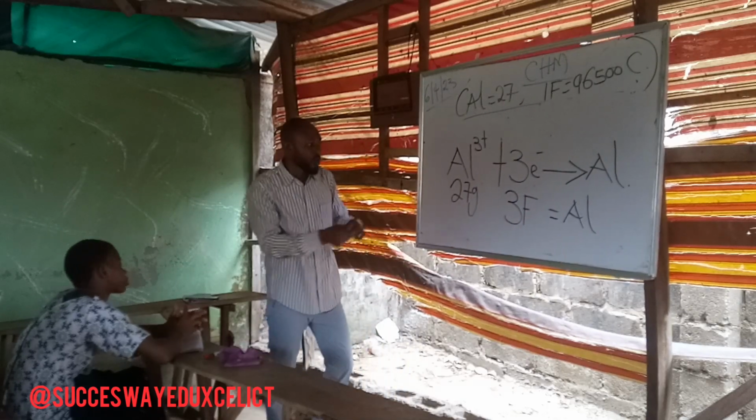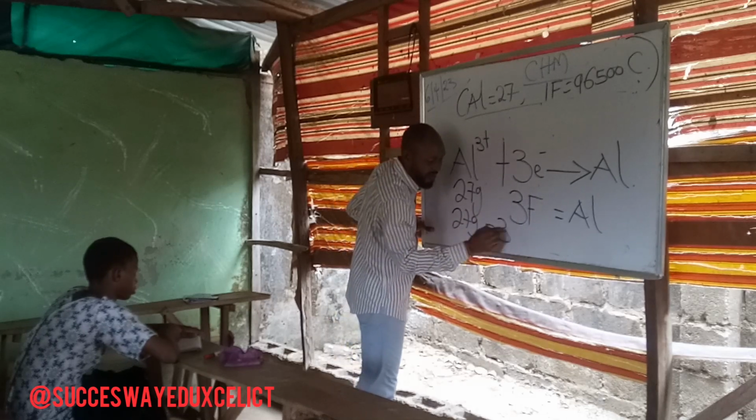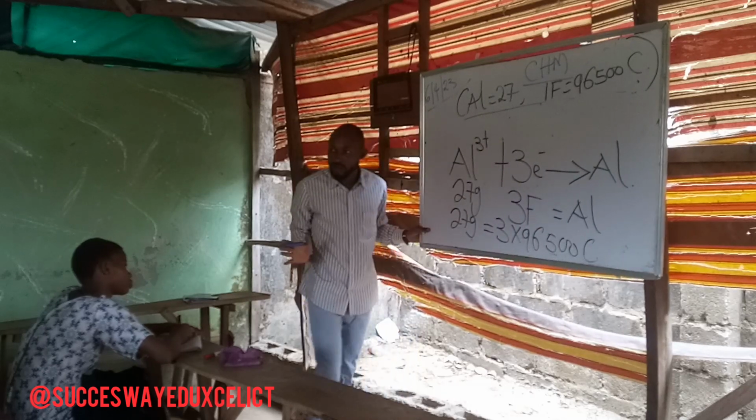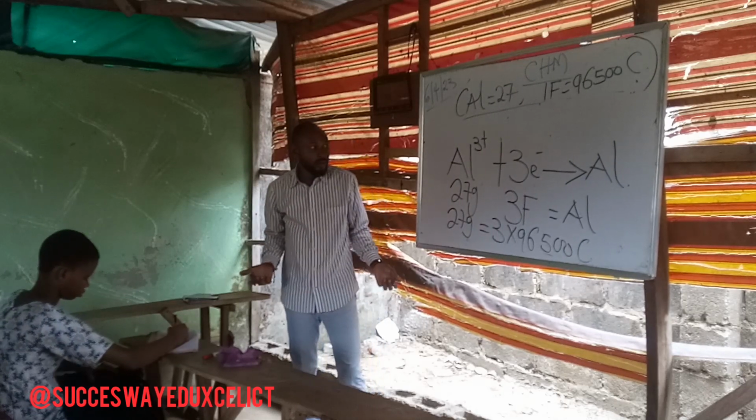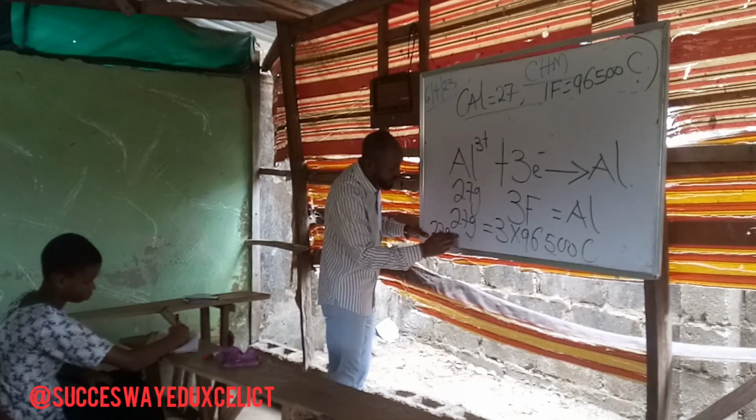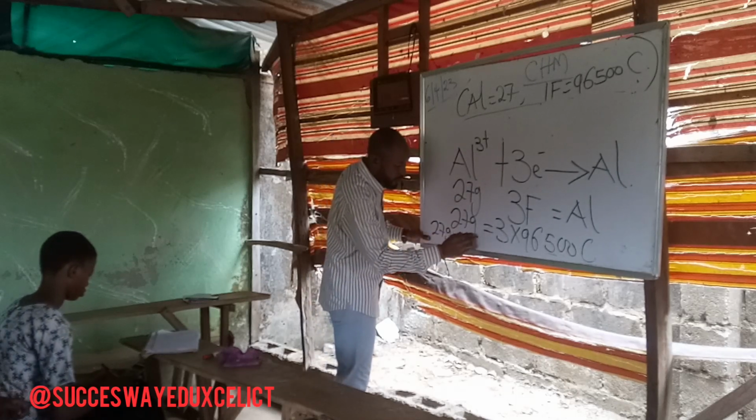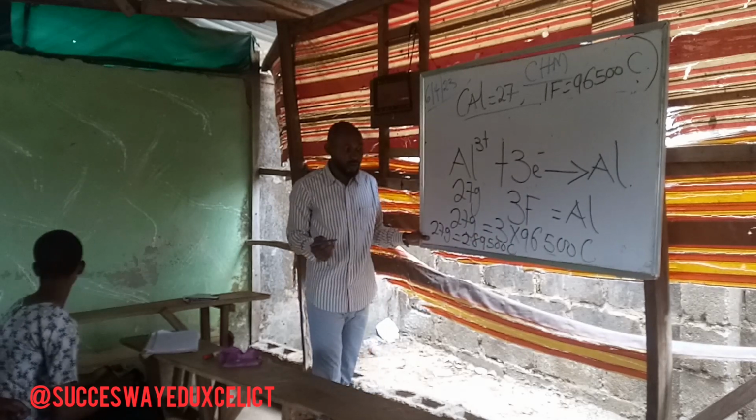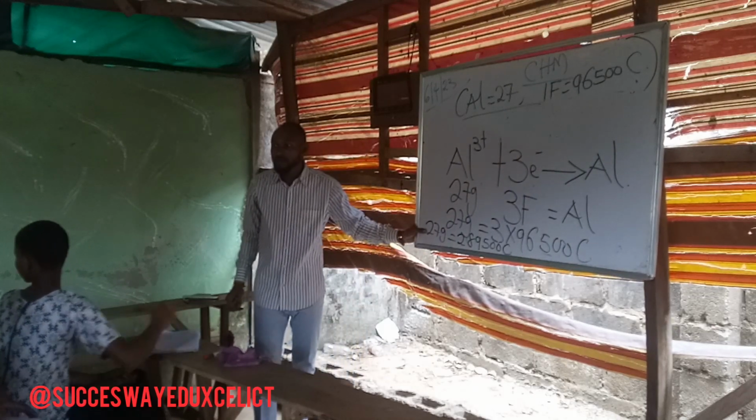So this is what we have here. It means 27 grams is going to give me 3 Faraday, which is 3 times 96,500. Who doesn't understand up to this point first? 27 grams is going to give me 3 Faraday. Okay. So it means 27 grams is equal to 96,500 times 3, which is 289,500 coulomb. Okay, that's what we are having here.